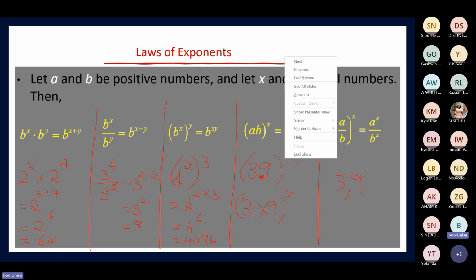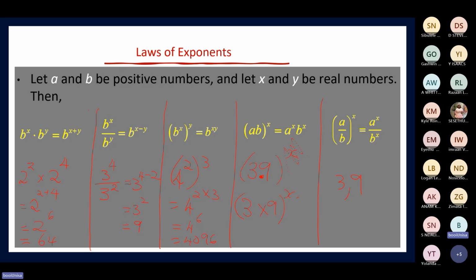So what does that mean in terms of the rule that we have here? If we say 3 multiplied by 9, to the power of 2, it is the same as 3 to the power of 2 multiplied by 9 to the power of 2. In maths, there are many ways to skin a cat. You can use that same concept: 3 times 9 to the power of 2.